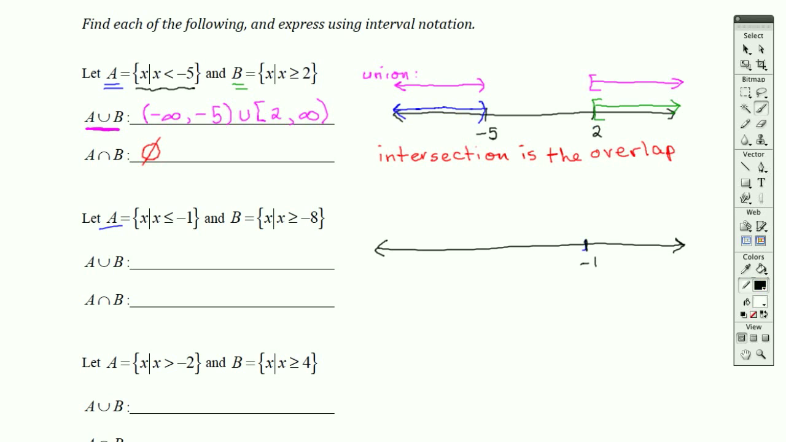So here's our -1. Here's our -8. Very important to get them in order. Scale is not so important here. We're just looking for the idea. So less than or equal to -1, that's going to be my set A.